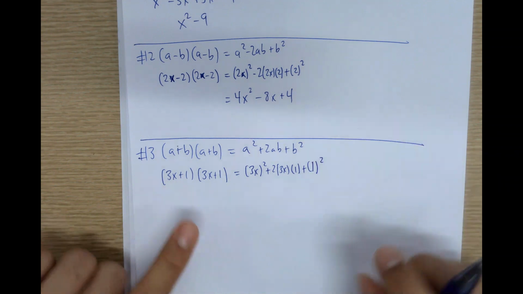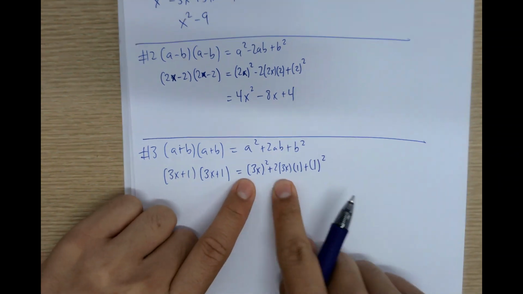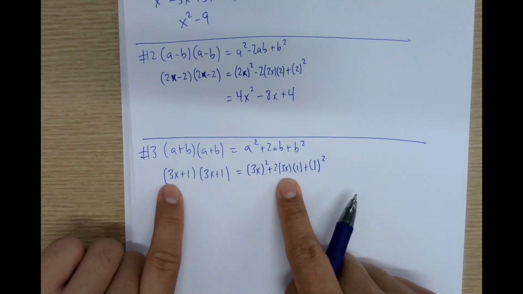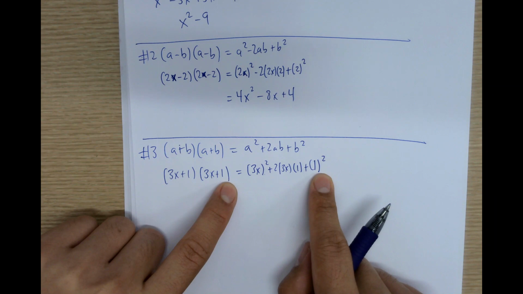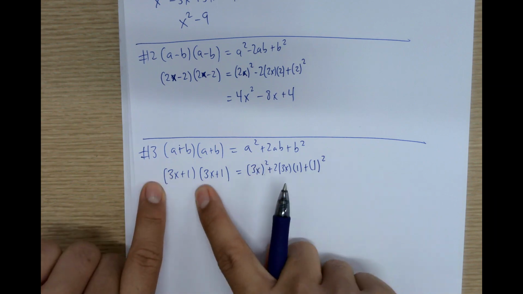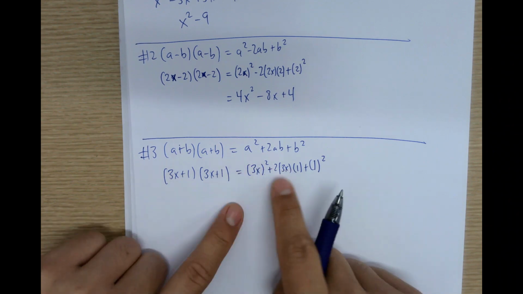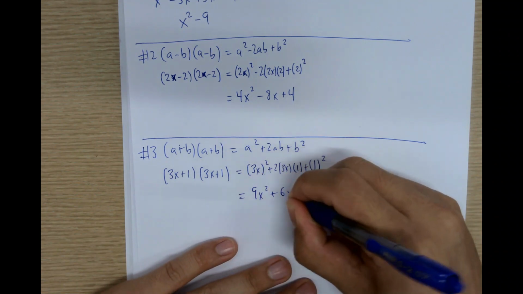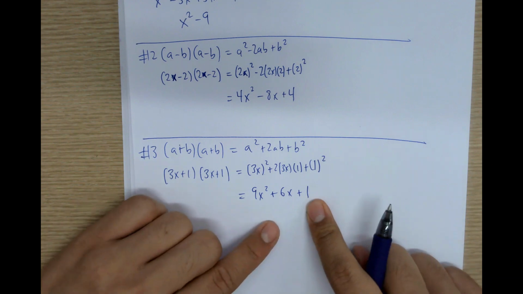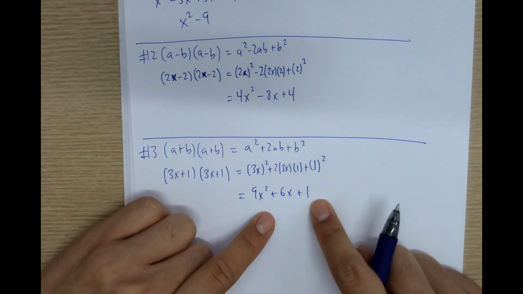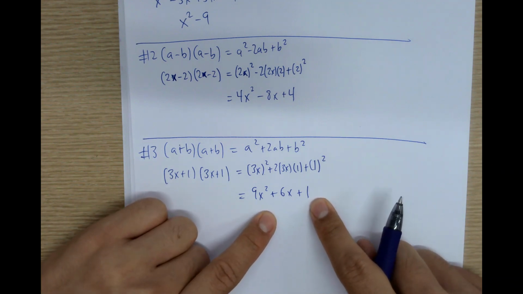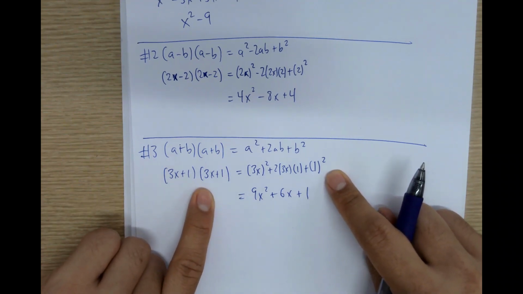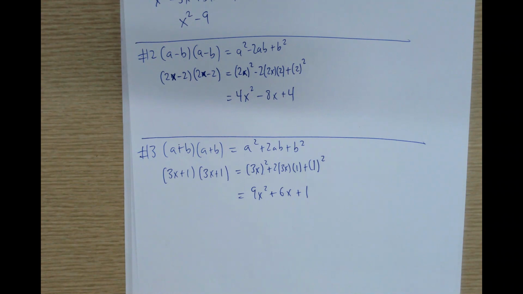Okay. So again, I replaced all the a's with the 3x, and I replaced all the b's with 1. I'm just looking at this and replacing what I see. This equals 9x squared plus 6x plus 1. So again, when you're factoring this, you can go from 9x squared plus 6x plus 1 and then go backwards to your factors.